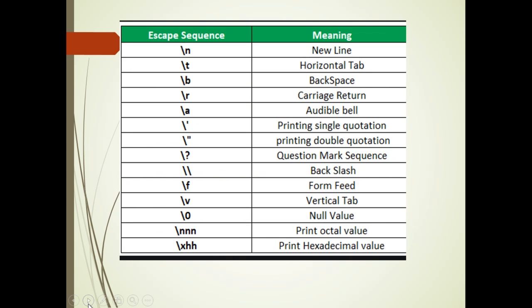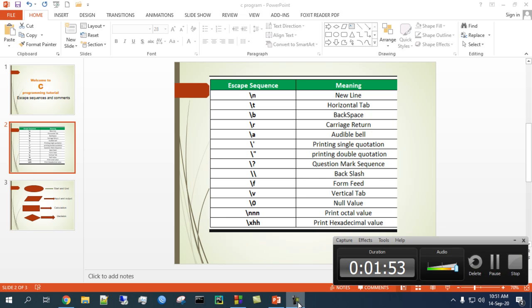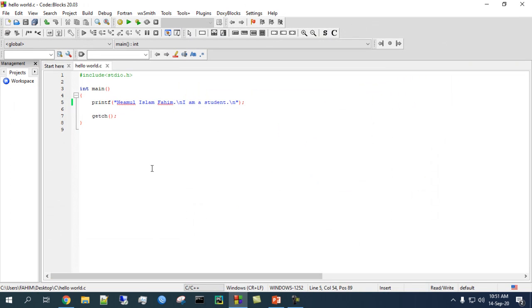So these are the escape sequences you are watching on the screen. There's slash n for new line, slash t for horizontal tab, slash b for backspace, and so on. We will show you some of these in our Code::Blocks. So this is the previous program we used. Here we will use the escape sequences. I have used slash n already, and slash n indicates the new line.